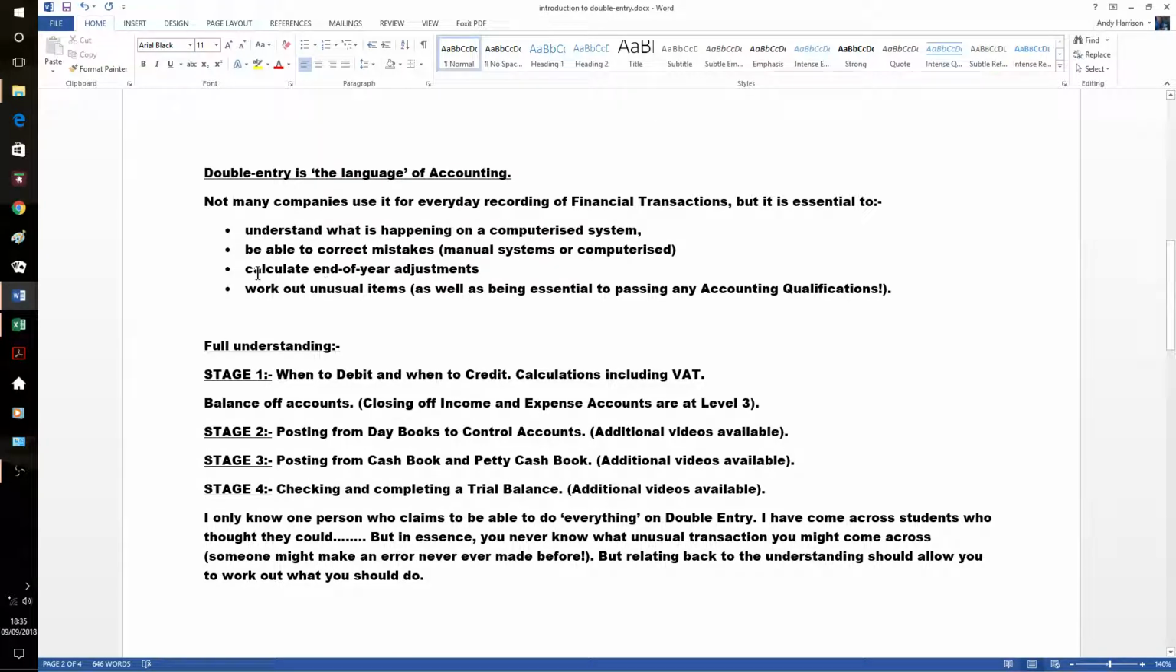We can then correct our mistakes on the computer system or a manual system, or correct somebody else's mistakes, and then we'll do lots of end of year adjustments, that's mainly level 3 work. And then unusual items, you might see an accountant sketching out the account, using their double entry knowledge to work something out. And of course you need to understand double entry to pass any kind of accounting qualification.